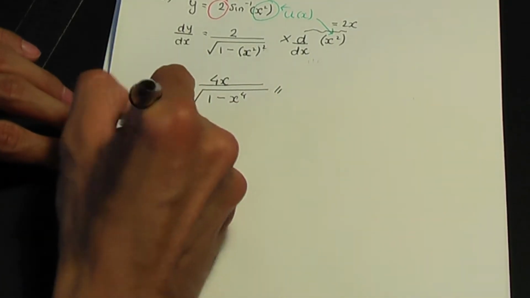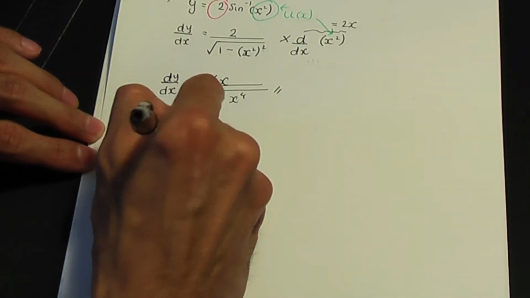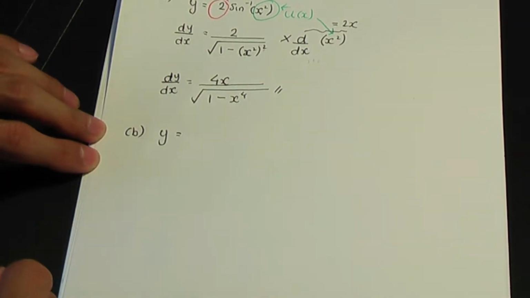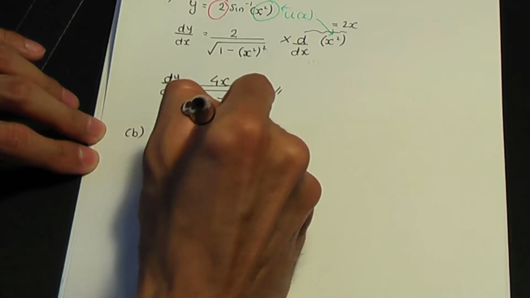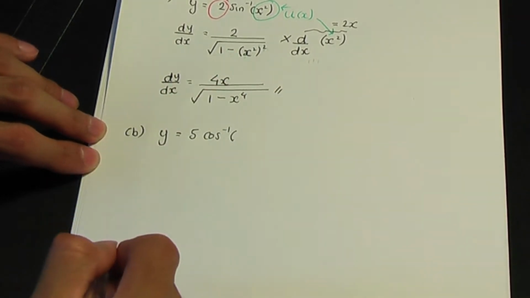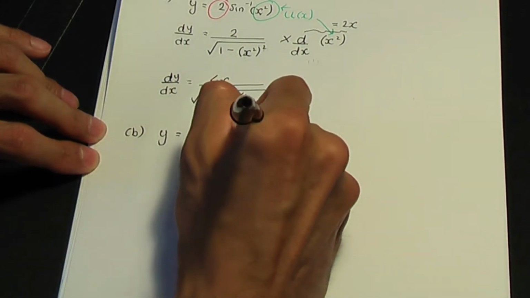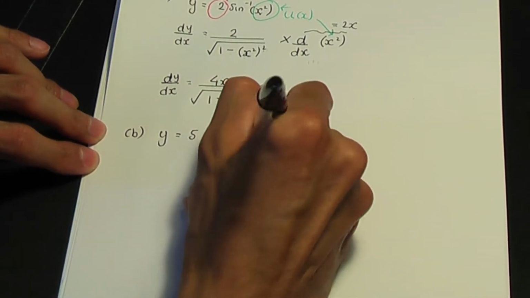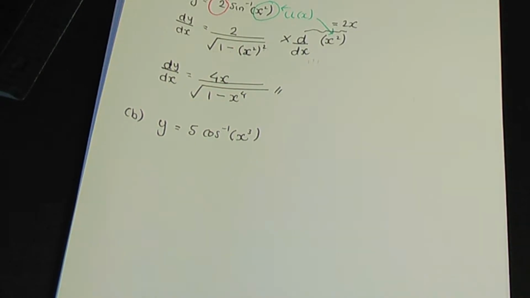So let's try another one. Part B. So if y is equal to, let me make up one, 5 cos inverse of, let's say, x to the power 3. So 5 cos inverse x to the power 3.